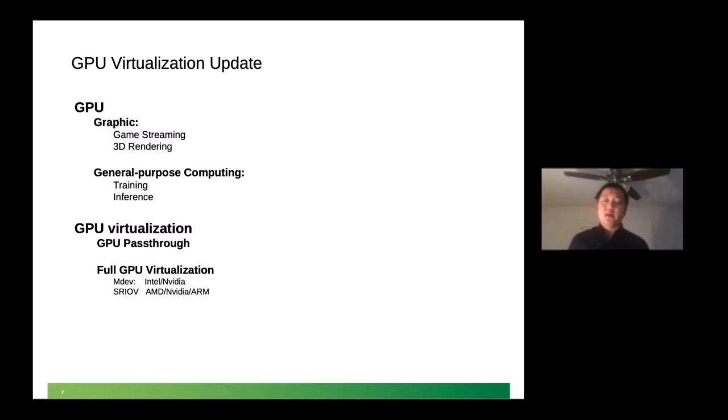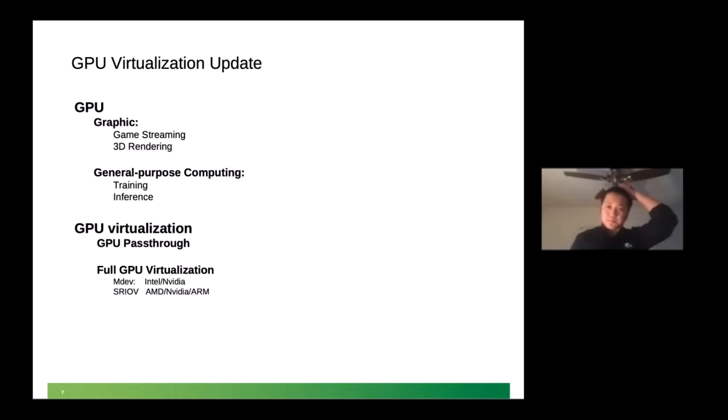And then GPU virtualization. I think a lot of people have already covered this topic at a low level. You can see GPU pass-through, that's the basic one. And there is also full GPU virtualization. There's a soft way to do it, MDEV, mediated device, which Intel and NVIDIA are doing. There's a hard way, like SR-IOV, which AMD did, but NVIDIA has also jumped into it.